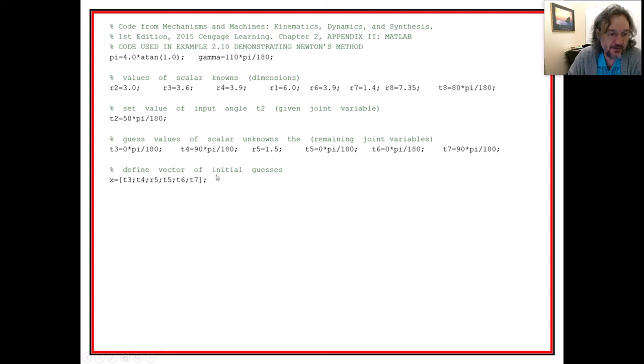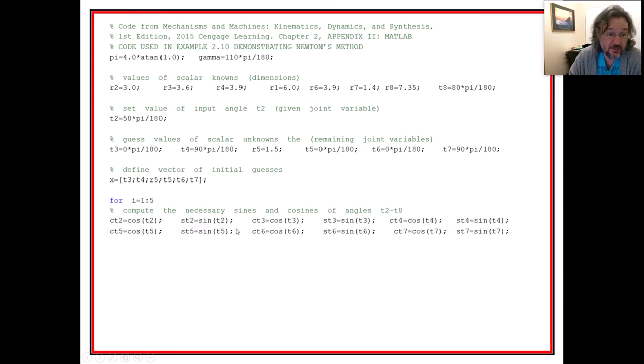So we define the vector of initial guesses. There you go. We may turn that into a string and a column. And then we make a loop. We're going to say there are going to be 5 iterations as part of this one. And we establish all the angles, so we get the cosines and sines of all of these, so that we maybe write it in a more compact form.